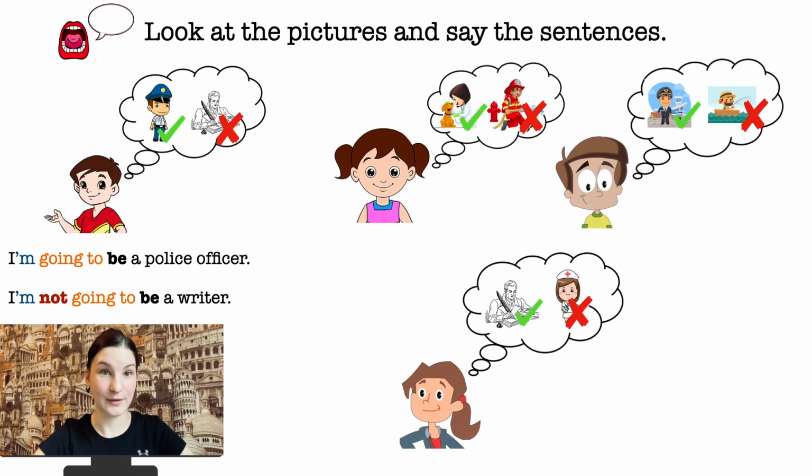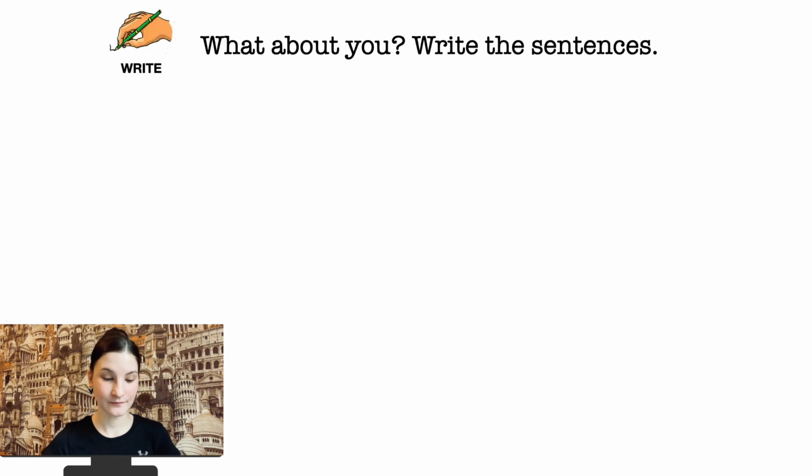Now look at these three people. Pause the video and say the sentences yourself. You don't have to write, you need to say, okay? And the last task for today, write about yourself. What about you? What are you going to be? Here you need to open your copybooks and write the sentences.